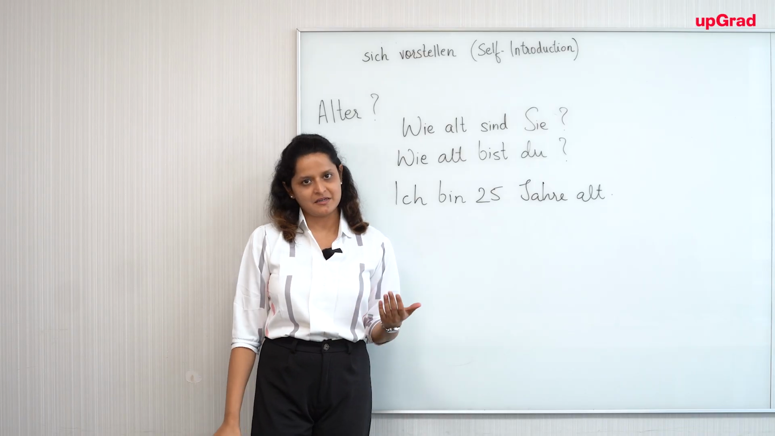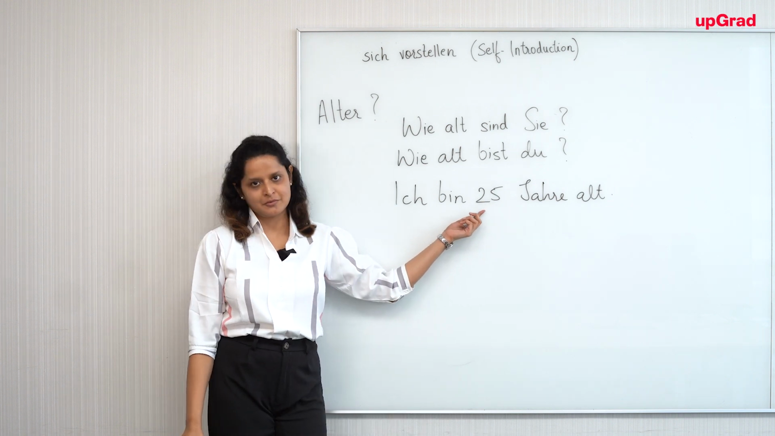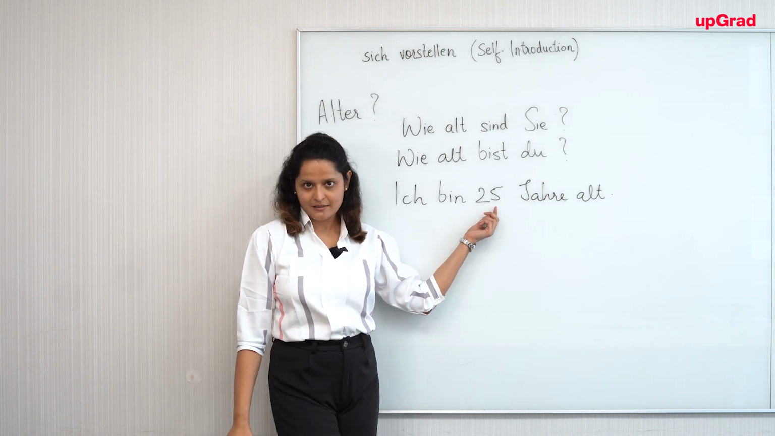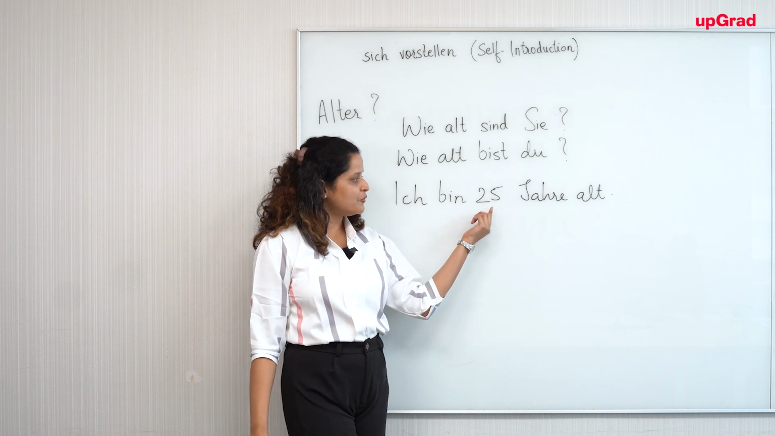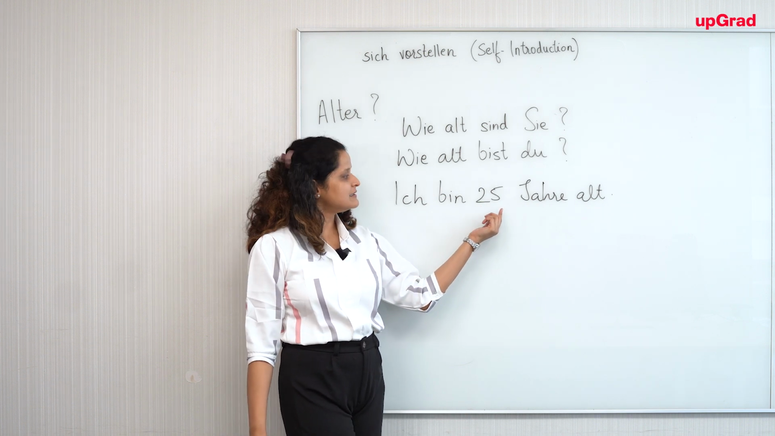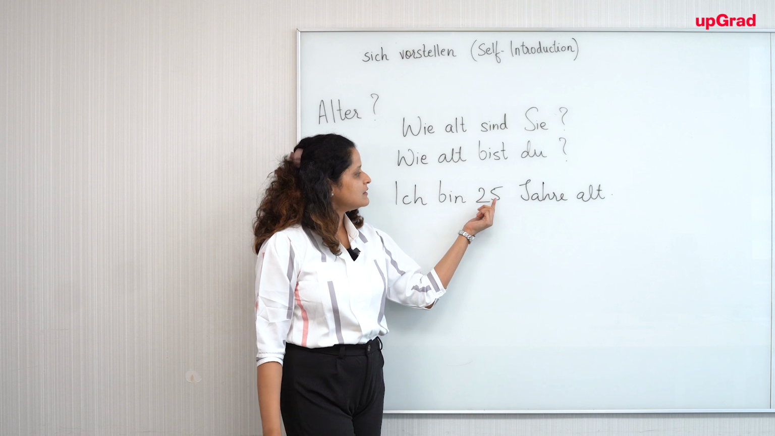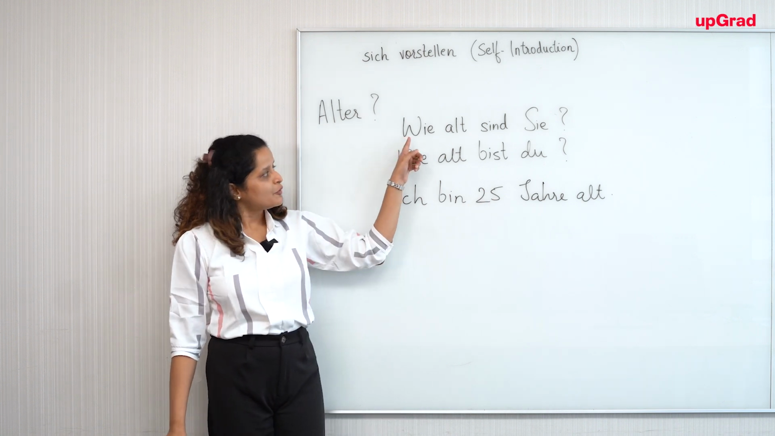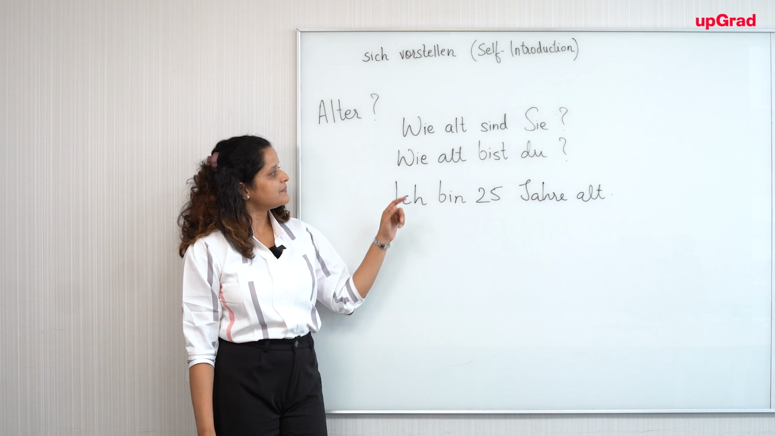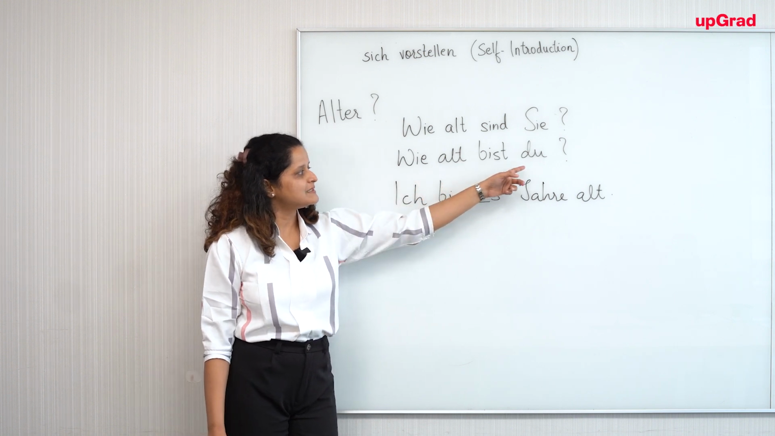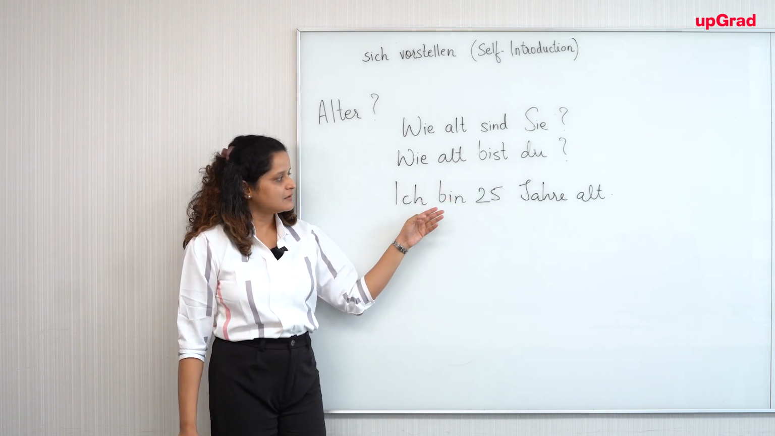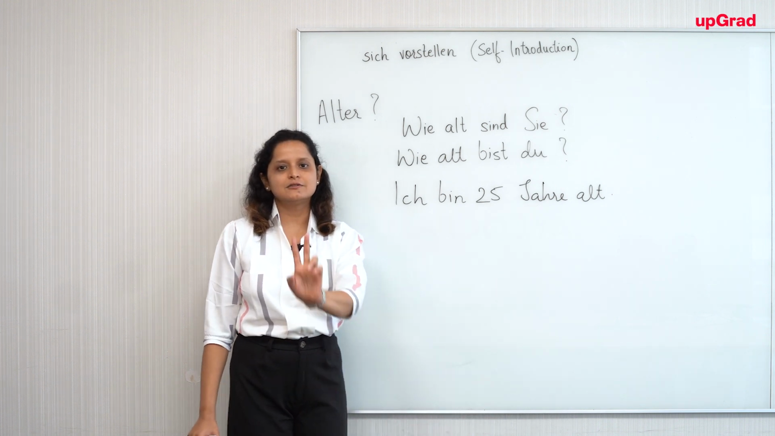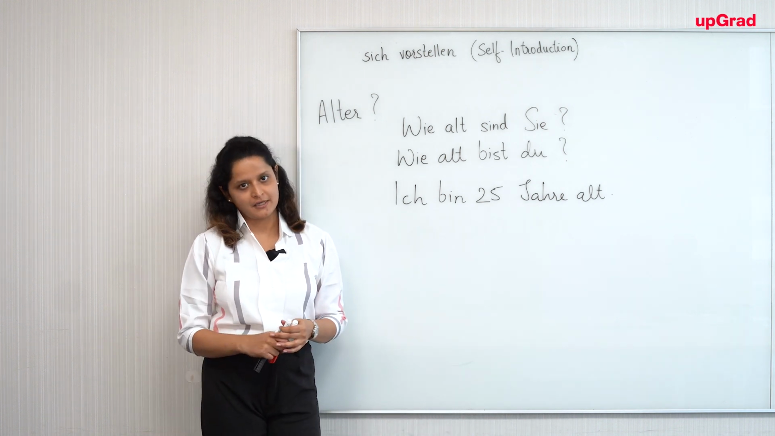So when we write numbers, we can write it in the numerical forms. We do not need it in words. But when we speak it out, it is going to be 25. Like we had learned, the number goes backwards like this. So wie alt sind Sie or wie alt bist du? Ich bin 25 Jahre alt. This is your second point of introduction.